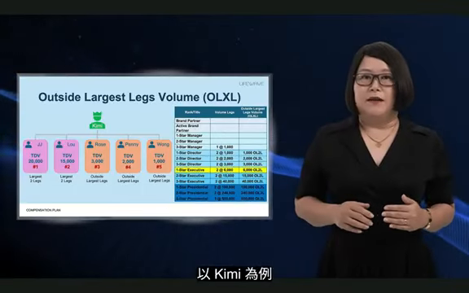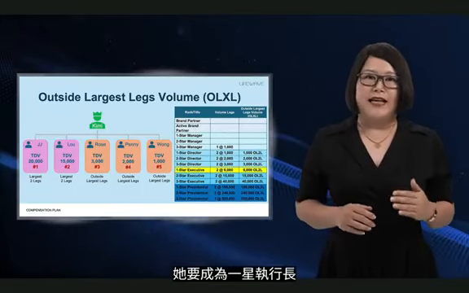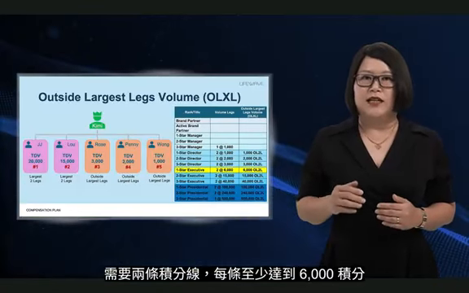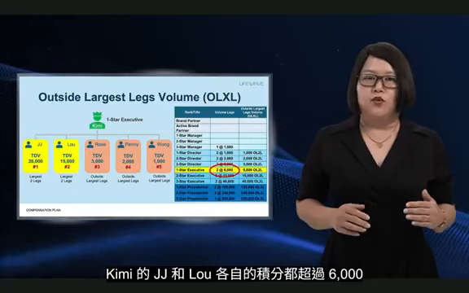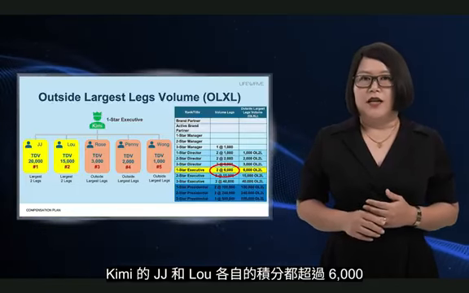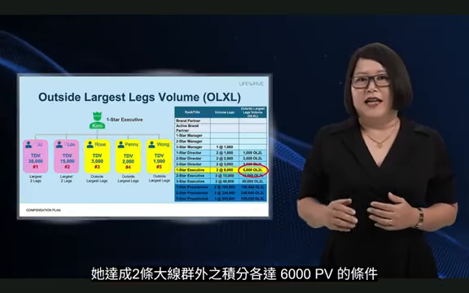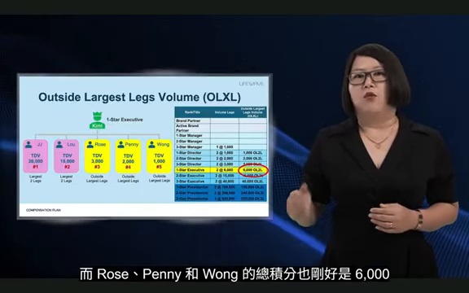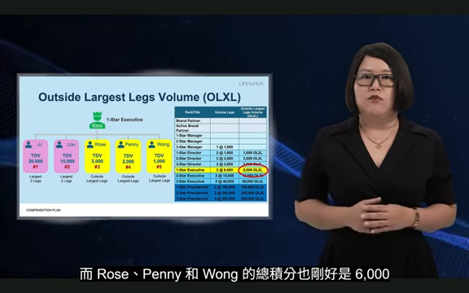So, in Kimi's example, she will be qualified as a 1-star executive as she meets the requirements of 2 volume legs at 6,000 each. She has JJ and Lou with over 6,000 each. She also meets the outside largest 2 legs requirement of 6,000. She has Rose, Penny, and Wong, who make up the 6,000 volume required.